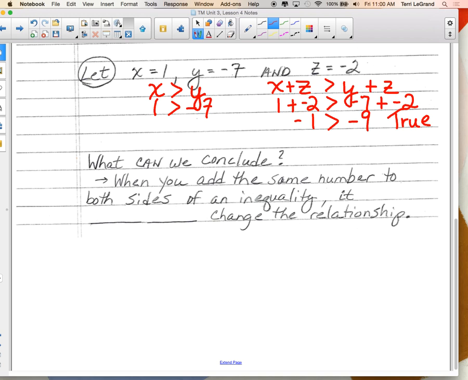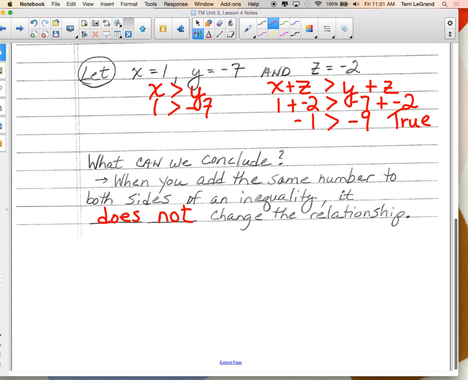Well, we can keep doing this for hours upon hours and days upon days. But we've done 3 of them. Do you think we can make a conclusion? So when you add, here's what we want to decide. When you add the same number to both sides of an inequality, does it change the relationship or does it not change the relationship? Did they go from true to false, or did they stay true? They stayed true, so it does not change the relationship.